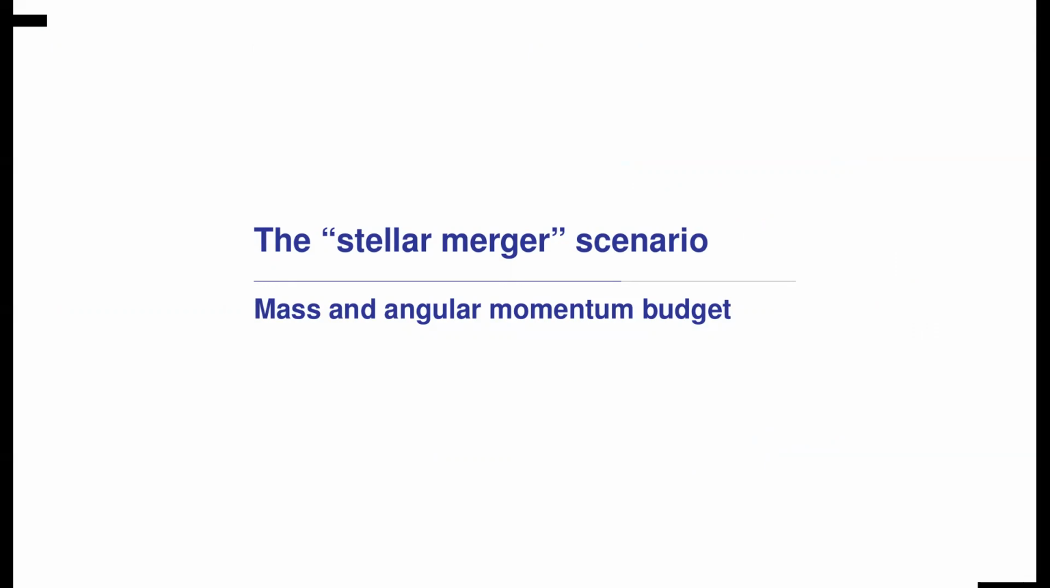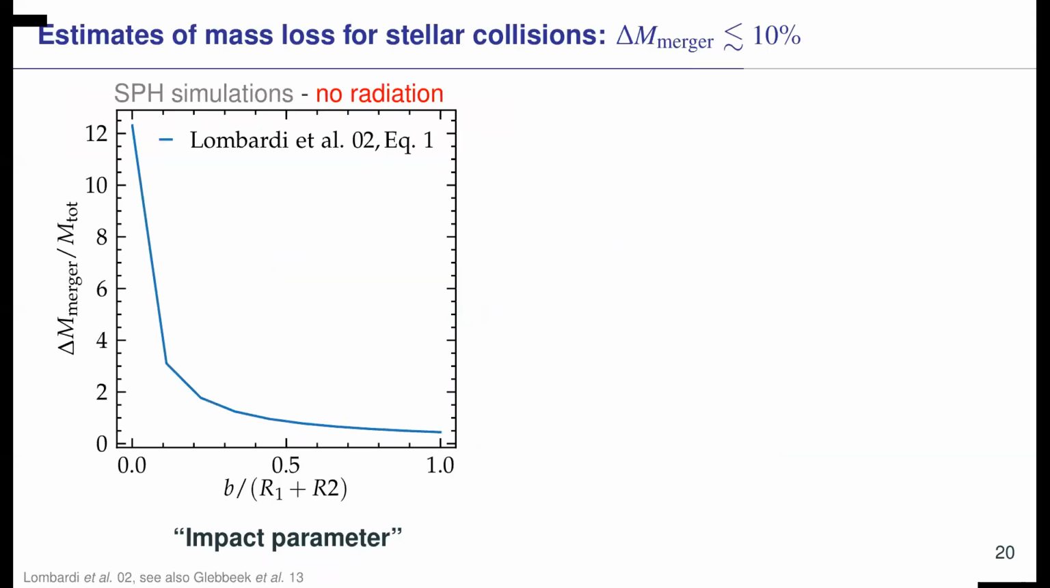When you have a cluster environment and you smash two stars together, SPH simulations show us that you should expect some mass loss. In particular, this is a numerical fit to SPH simulations of low mass stars in globular clusters. And it's showing you the fraction of the total mass that is lost as a function of the impact parameter between the stars. The more head-on the collision is, the more mass you lose. And in these simulations, no radiative effects are considered.